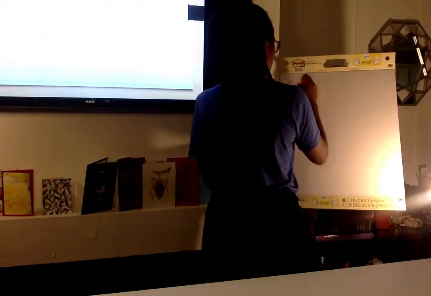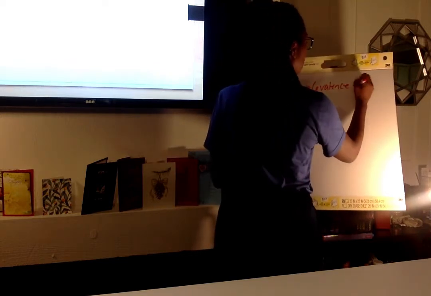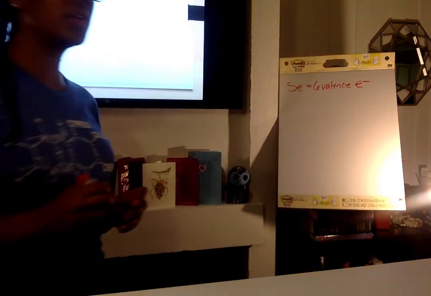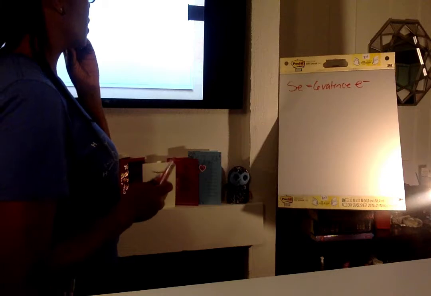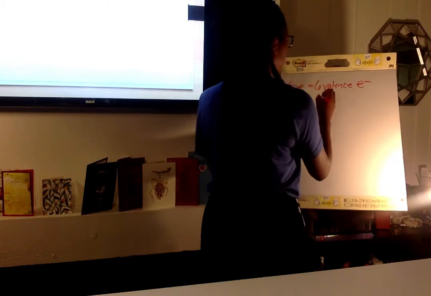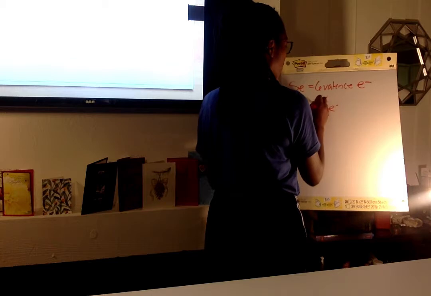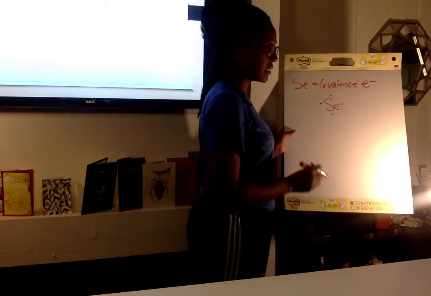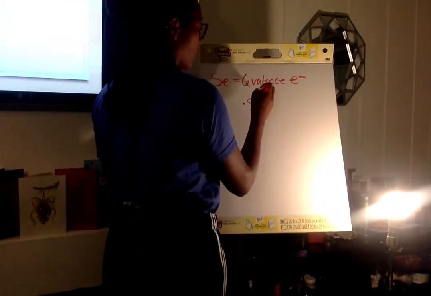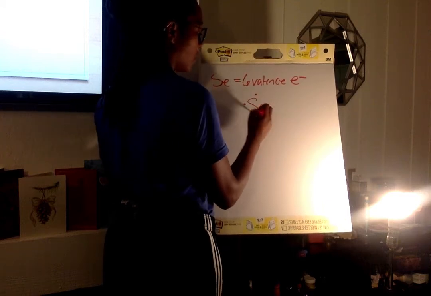Okay, so we just said selenium, right, has 6 valence electrons, right? Okay, so now let's draw this dot structure. Remember that we're just drawing the dots, right? So all you have to do is now put Se and just draw the number of dots of electrons around the element. So I just did 1, 2, 3, 4, 5, 6.